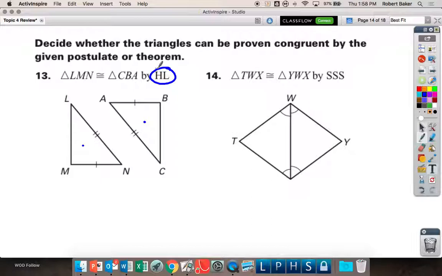So if you say no, why no? Because there's a hypotenuse and a leg, and they're both the same. You said yes, I said no. You said no, why no? I said no because there is no given 90 degree.